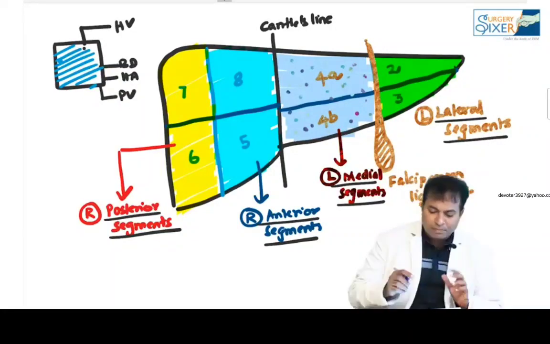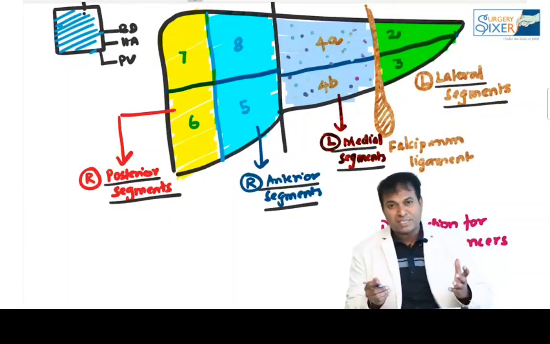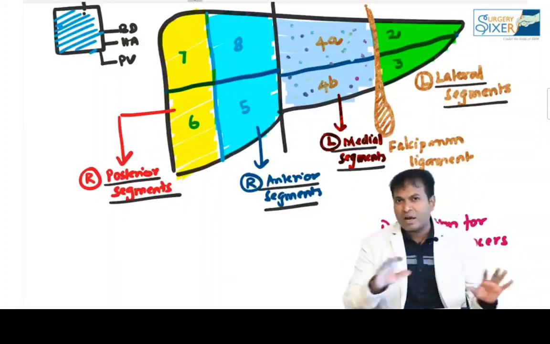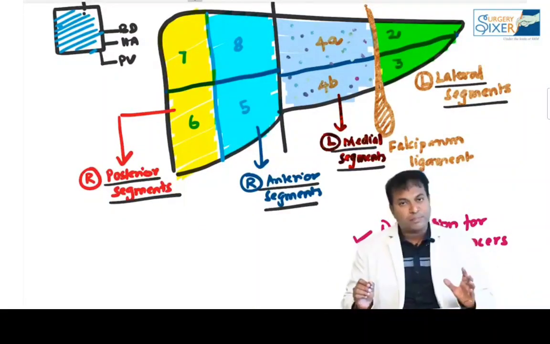And this concept has made possible, number 1, resection for liver cancers. Before the discovery of these segments, we thought the liver is only one unit, and if there was a metastasis in the liver, it was inoperable. Now you can do segmental resection for metastasis or for HCC also. So resection came into force only after segmental anatomy.